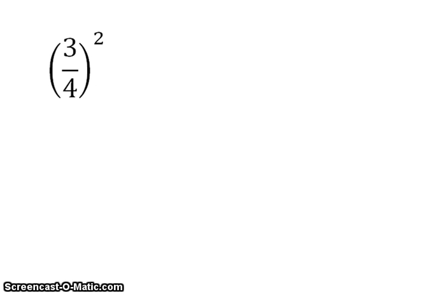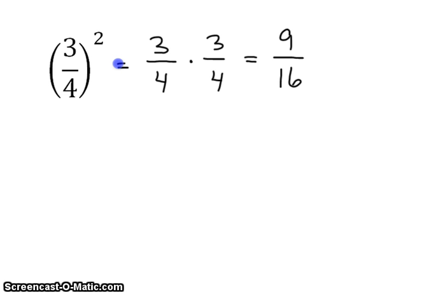Let's look at another example. This is a fraction squared, 3/4 to the 2nd power. That means to multiply 3/4 by itself 2 times. With multiplying fractions, we multiply across the numerators. 3 times 3 is 9. And we multiply across the denominators. 4 times 4 is 16, and we look to see if we can simplify any fractions at the end. 9 and 16 do not have any common factors, so that's the answer: 9/16, or 9 over 16.